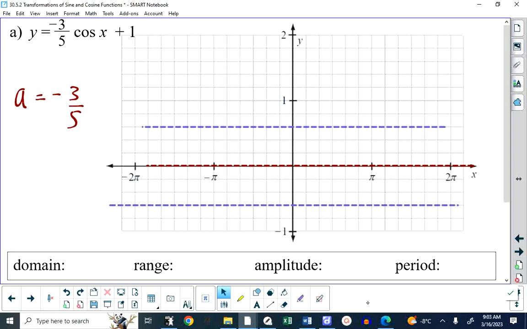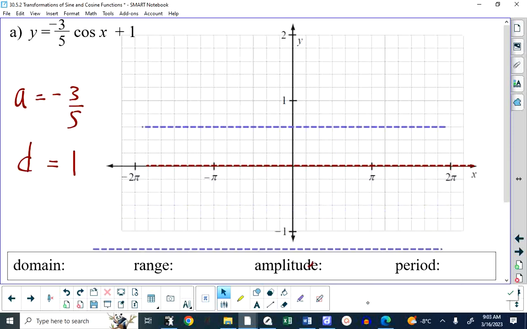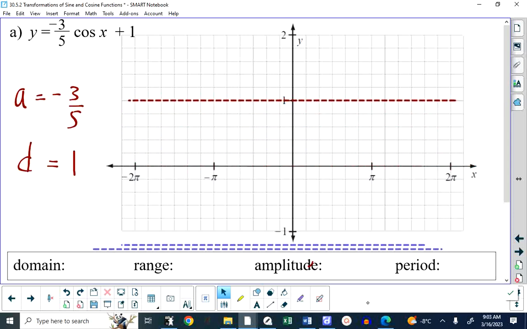But since d is 1, what that does, and I'm just going to get rid of, just for a moment, the maximum and minimum guidelines. Because d is 1, whatever happens stretch-wise or reflection-wise, the bottom line is at the end, the whole thing is going to be translated up 1. Which means the middle of this graph, after all is said and done, is going to be up at +1.